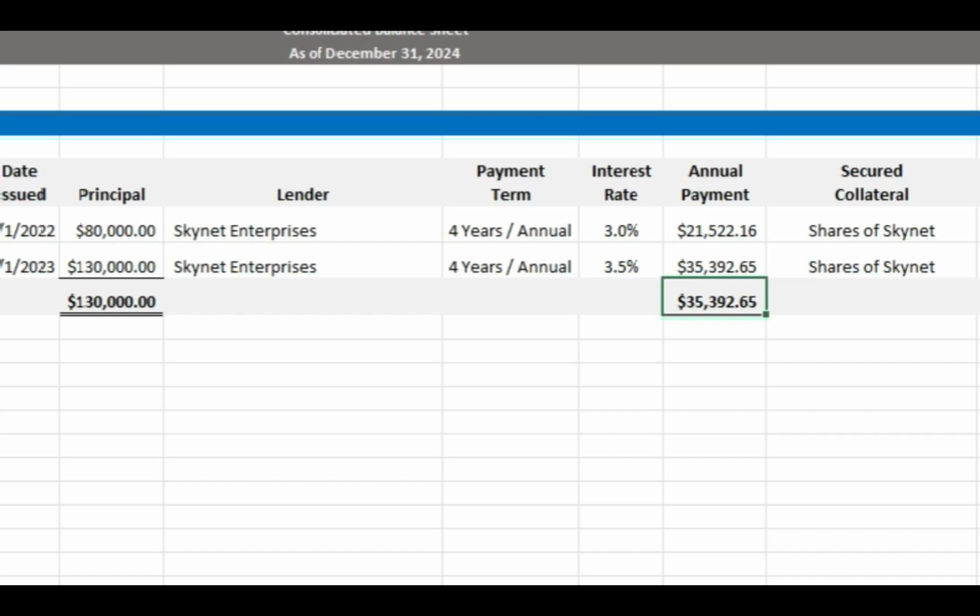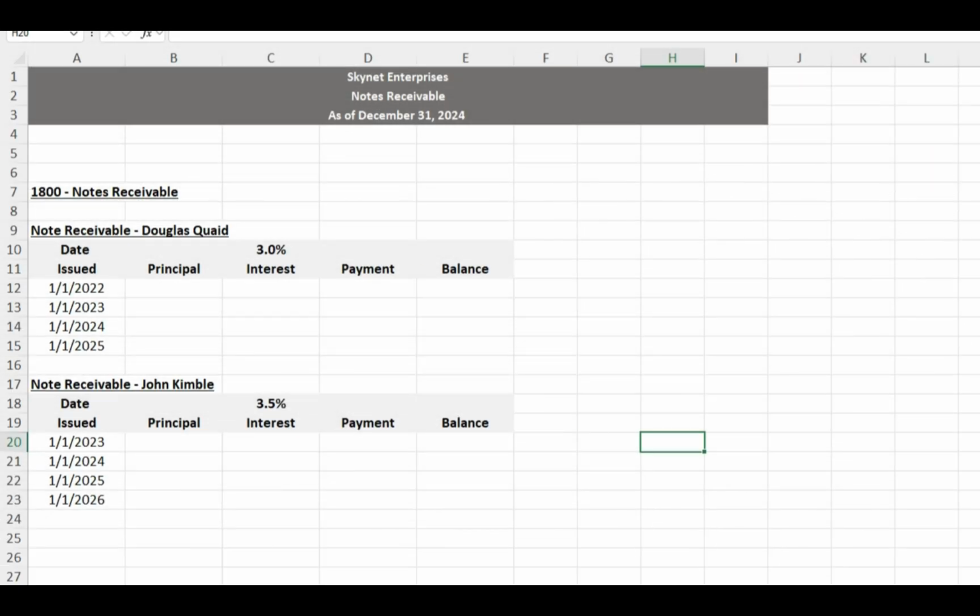Now we're going to take this next step because I want to know, specifically for the balance sheet and for the income statement, what is the balance on these promissory notes over their life, and what is the interest income that's going to be generated from these loans that I've issued for the shares of stock. So let's go over Douglas Quaid real quick.